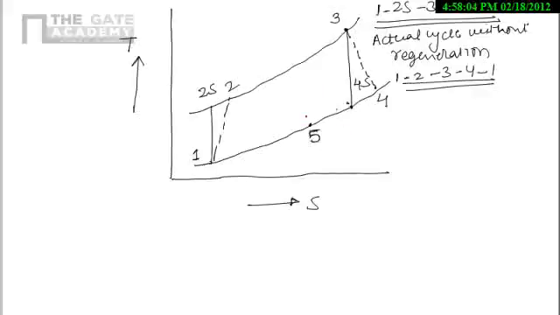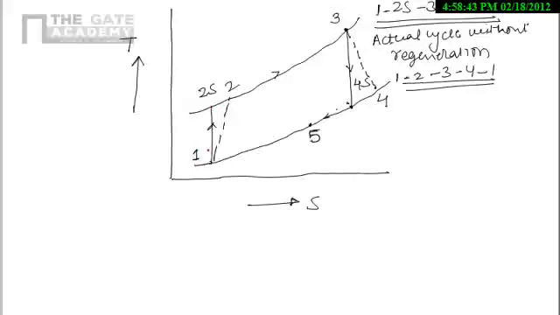So now it's very clear from this situation here, because now for actual and ideal we are at 4 and 4s. But if we are using a regenerator, then some of the heat of the gas coming from the turbine is used in heating the gas before going into the combustion chamber. So that's why the temperature is decreasing. It is coming at 5.